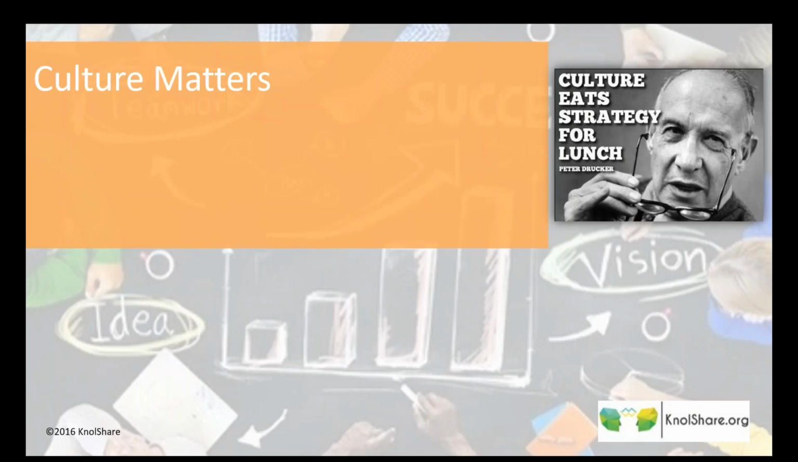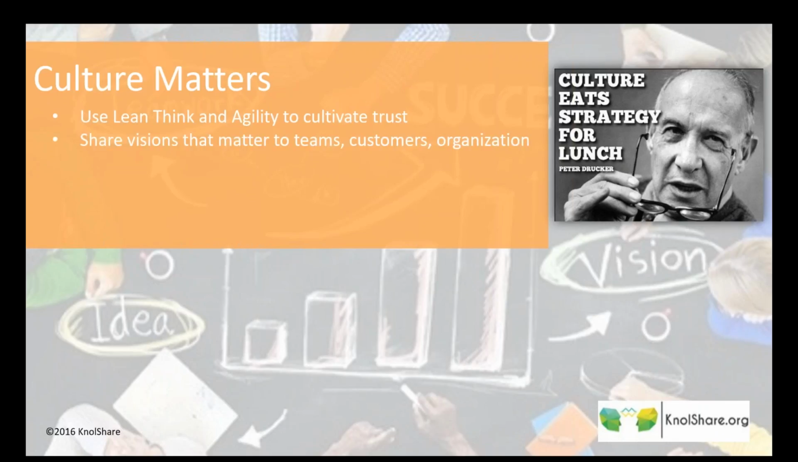I say culture matters. And I think most people know who Peter Drucker is. One thing that he says is culture eats strategy for lunch. So to help combat that, so that our strategic goals are not gobbled up at lunch meetings or lunch events, I said use lean thinking and agility to cultivate a community of trust. Share those visions that matter to team, customers, and an organization. Don't take those things for granted.